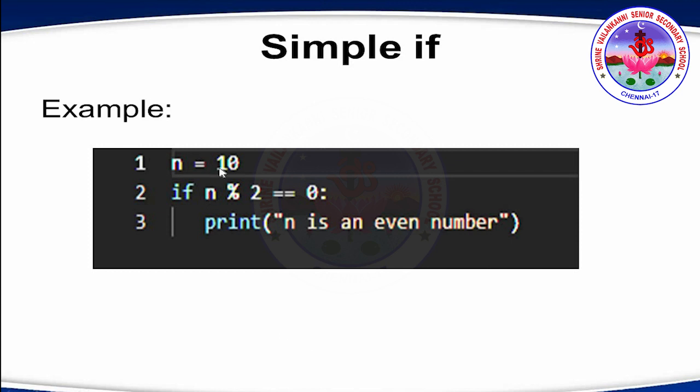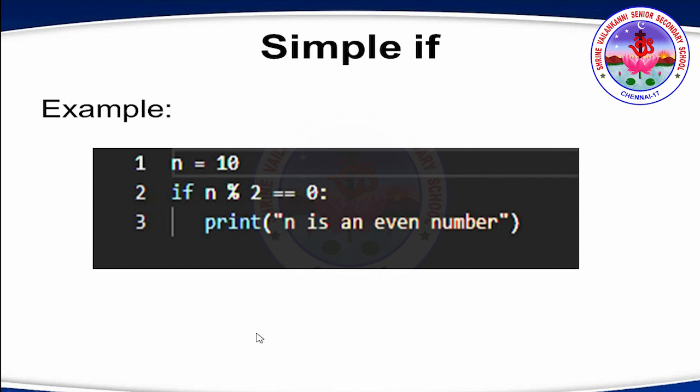An example: n is equal to 10. If n % 2 is equal to 0, you print n is an even number. So here we don't have the false part. That's why we call it a simple if, where only the true part is executed. Okay. So I'm giving time to see the code. Have a look at it.